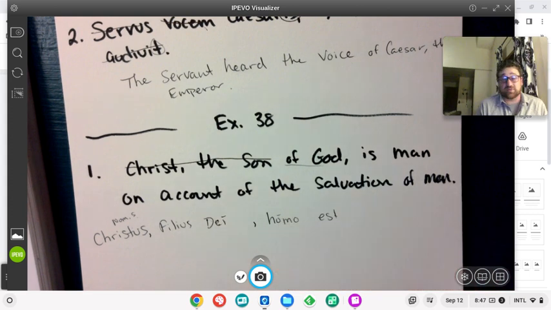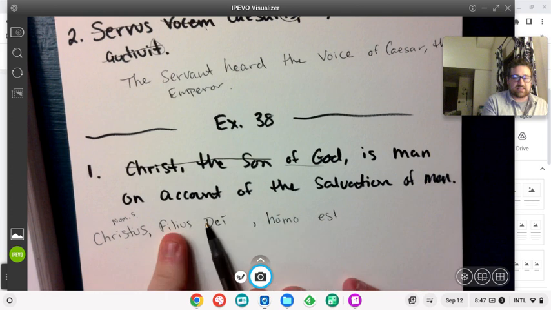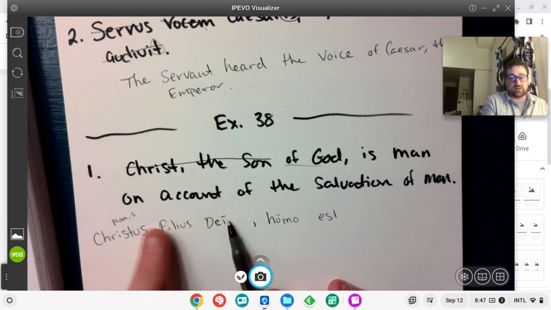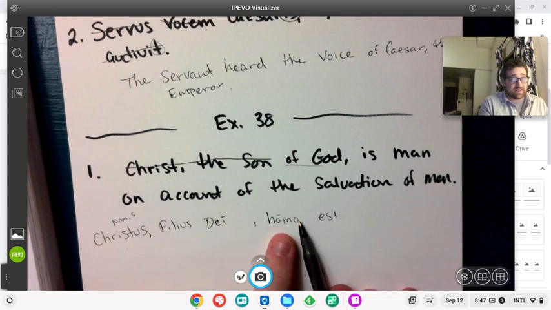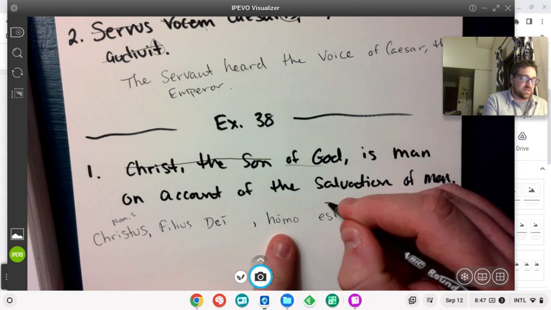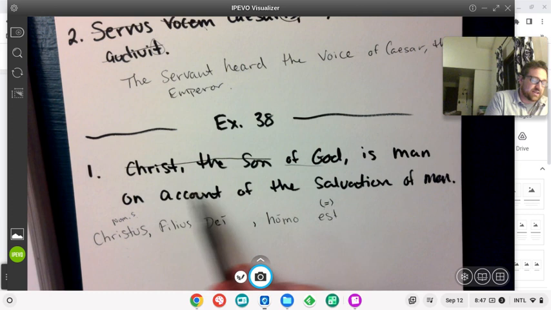So we have a lot of nominatives in this sentence because, do you guys remember why? It's not that this is an appositive. This Filius isn't an appositive, and Filius Dei is the whole appositive phrase. We're not keeping this one in the nominative too because it's an appositive. We're keeping this one in the nominative because this est functions as an equal sign. Do you remember that? So this sentence has a lot of nominative because Christ and Son and man, they're all referring to the same person, so they would all be in the same case. Okay? Christus Filius Dei homo est, on account of the salvation of men.